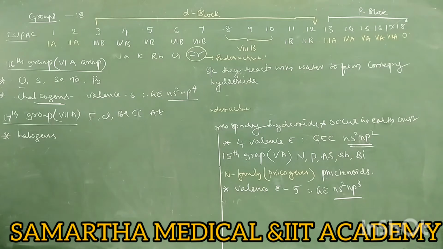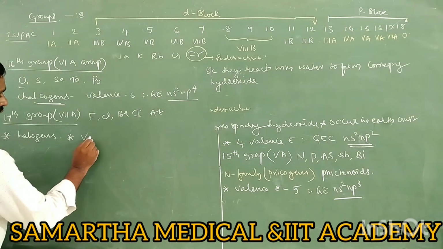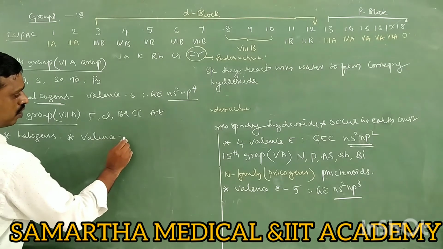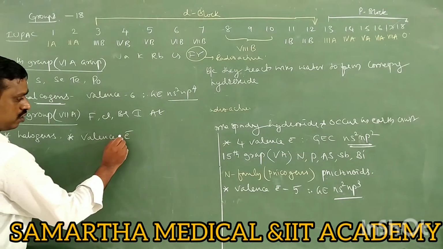Most of the halogens form salts, no? Salt-forming elements: sodium chloride, potassium chloride. So they are called halogens. Moreover, they are the fluorine family elements. How many valence electrons do they have? They have 7 valence electrons.